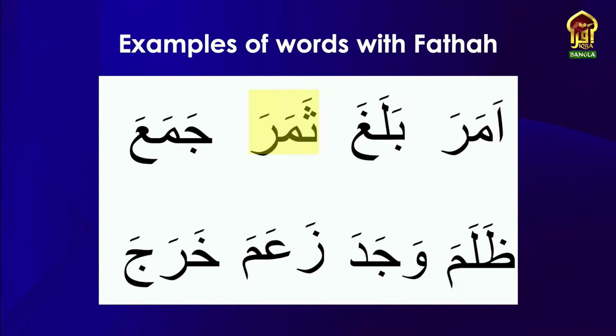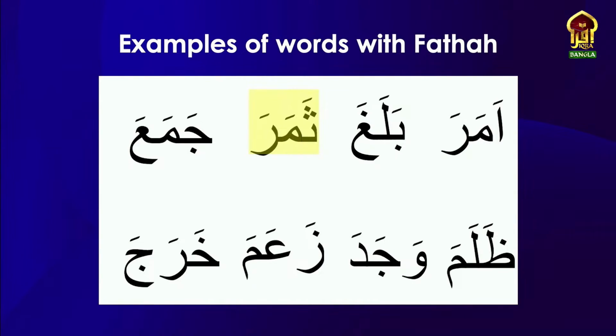When you join it together, there should be no gaps in between, and there should be no prolongation. So it will become amara. Together, amara. Do you see? Let's do it again. Alif fatha a, Mim fatha ma, Ra fatha ra, amara. Together, amara. You see? This is how we do it.